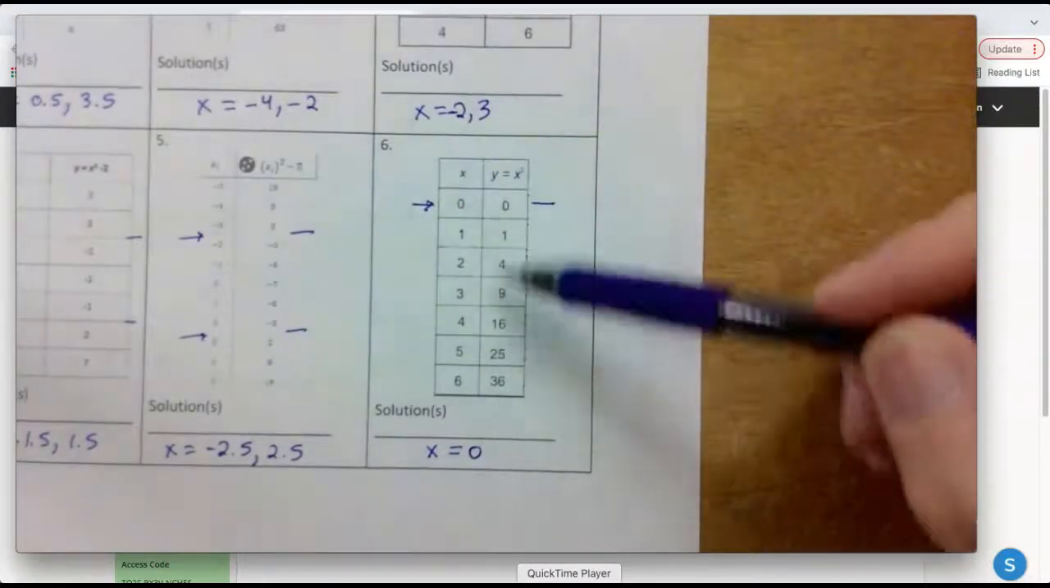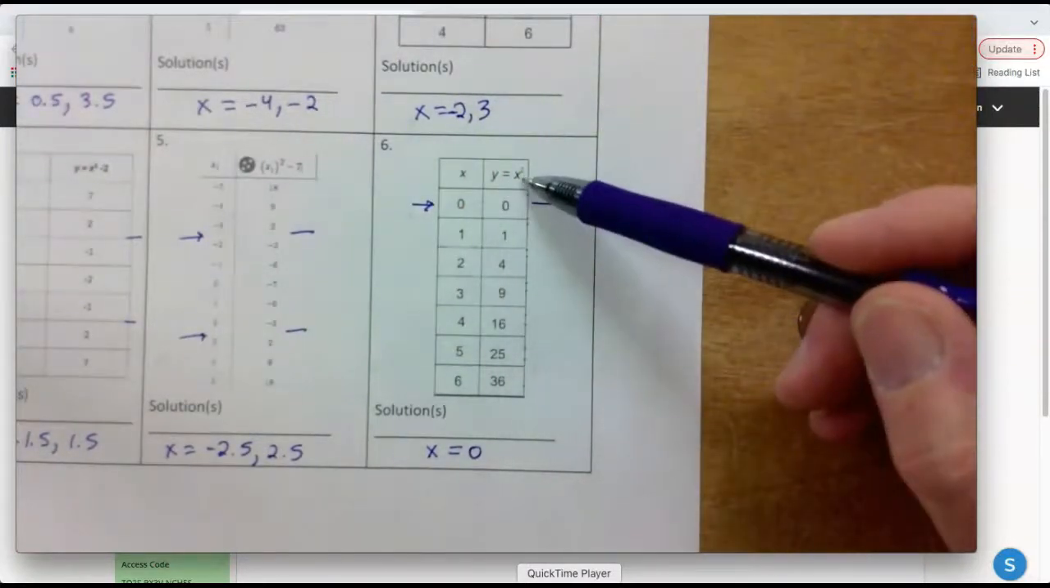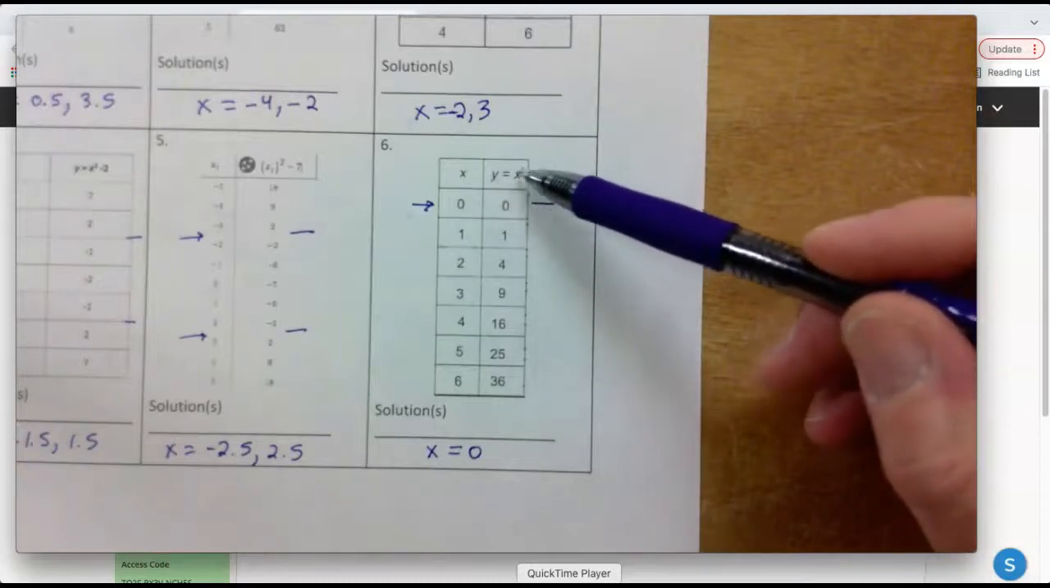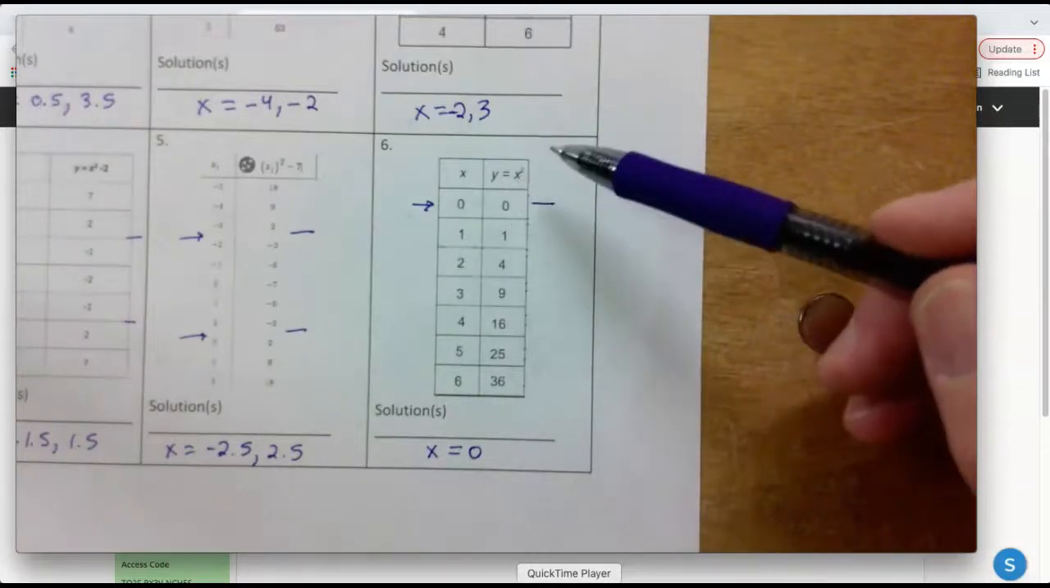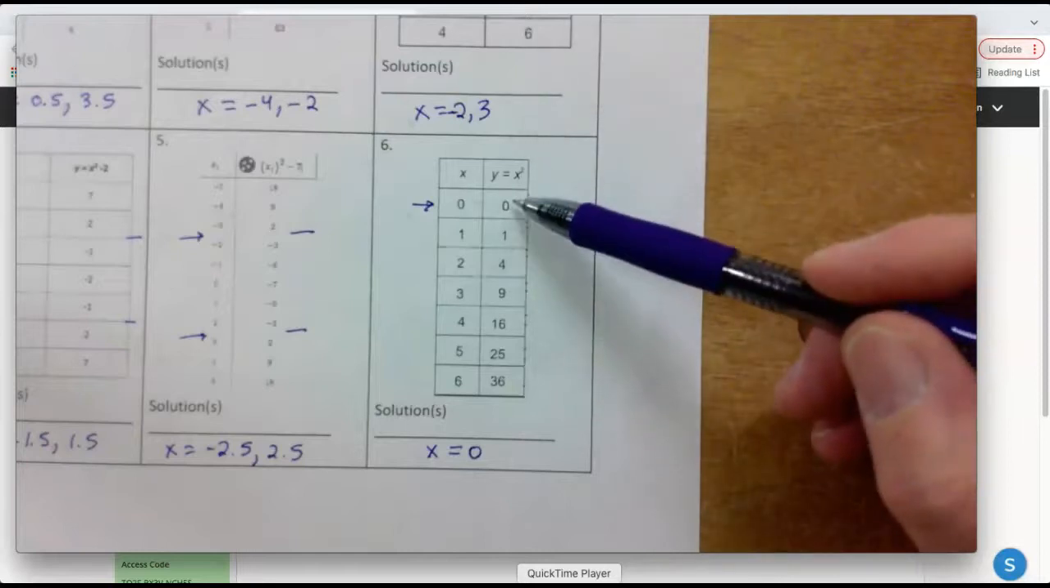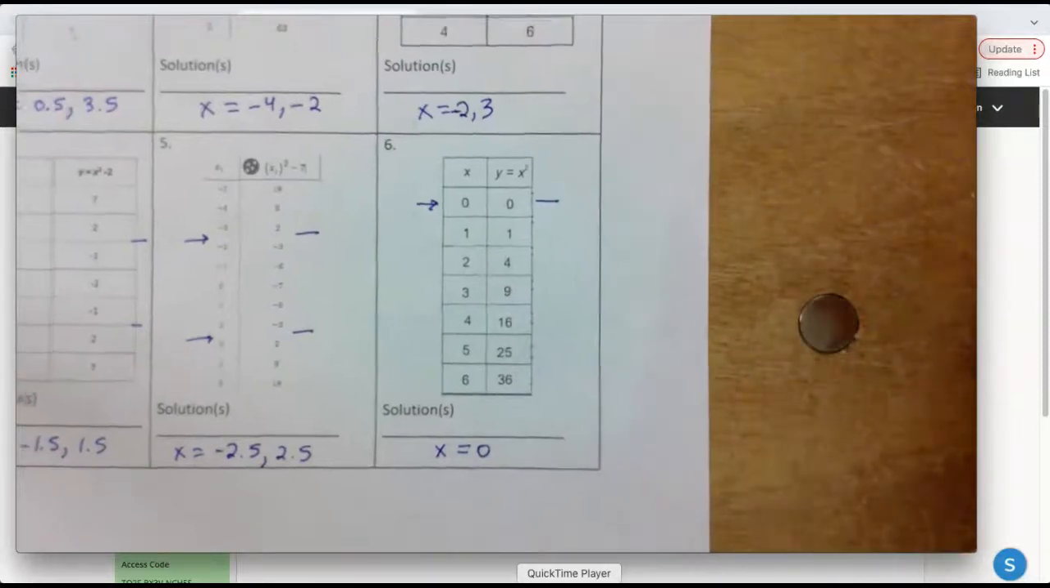This one right here is the parent function. It just touches. They're showing it right here, y equals x squared. It touches once at 0, doesn't show the other half, but we know this one just touches at 0.